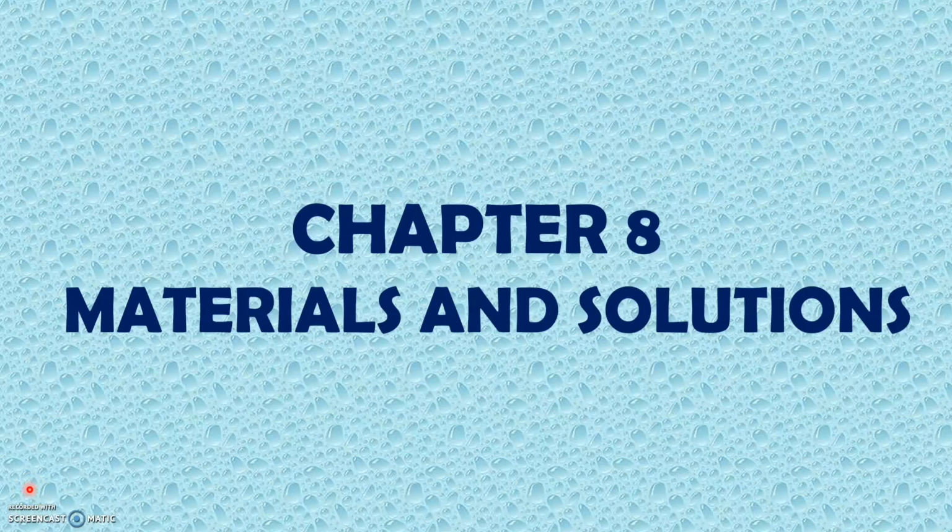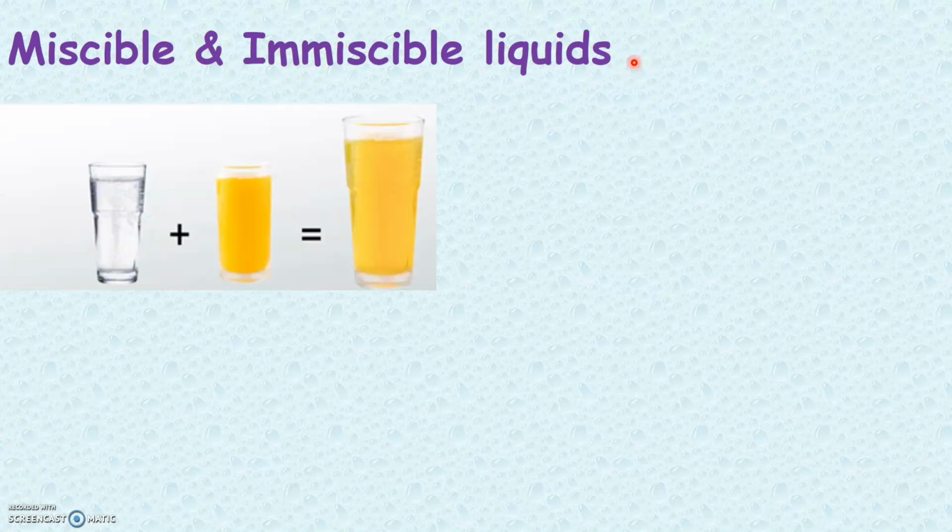We have learned in our last class what is a solute, a solvent and a solution. We have also understood what are soluble and insoluble substances. In today's class, let's begin with understanding what are miscible and immiscible liquids. Now look into this picture here.